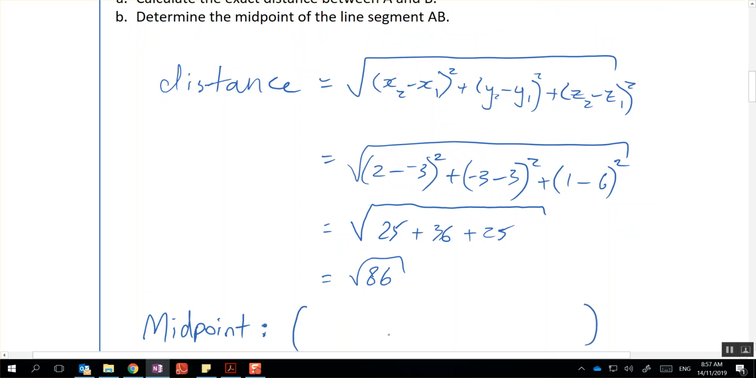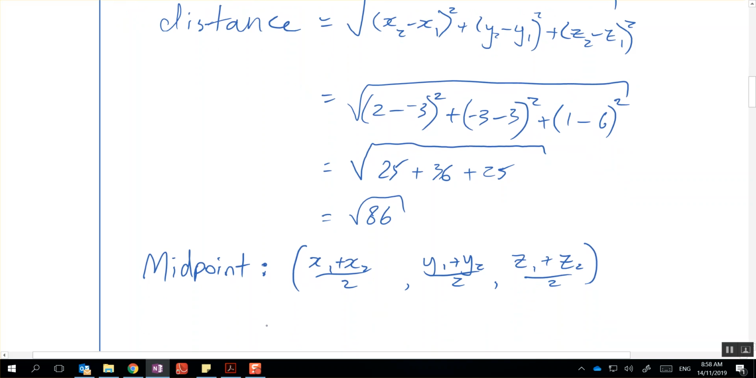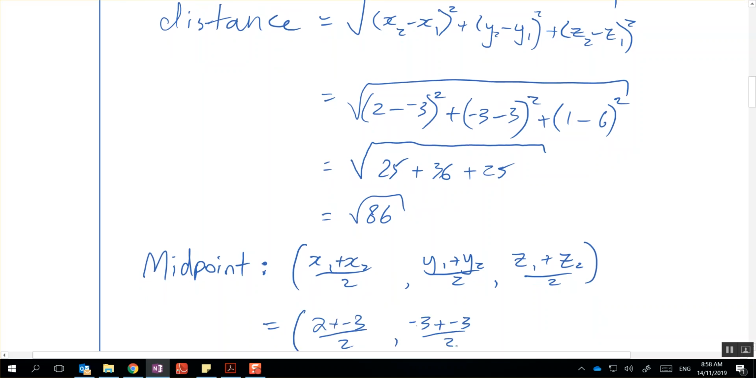It's a midpoint, so we have 3 values in your midpoint. You take x1 plus x2 over 2, y1 plus y2 over 2, z1 plus z2 over 2. Or in other words, we're finding the average between the 2 points, the middle value, yeah? So we're adding the 2 values together and dividing by 2. So sub in the values.